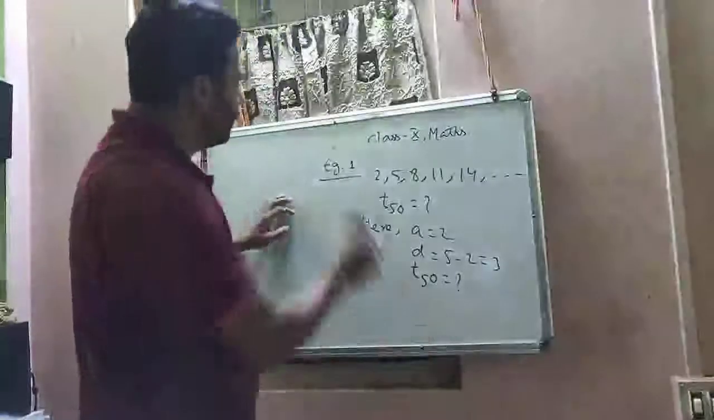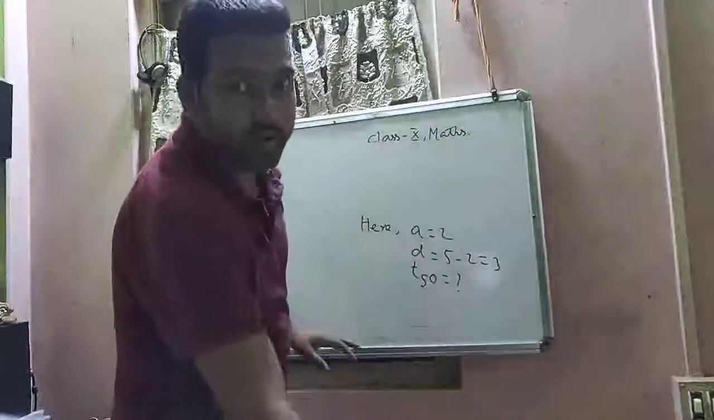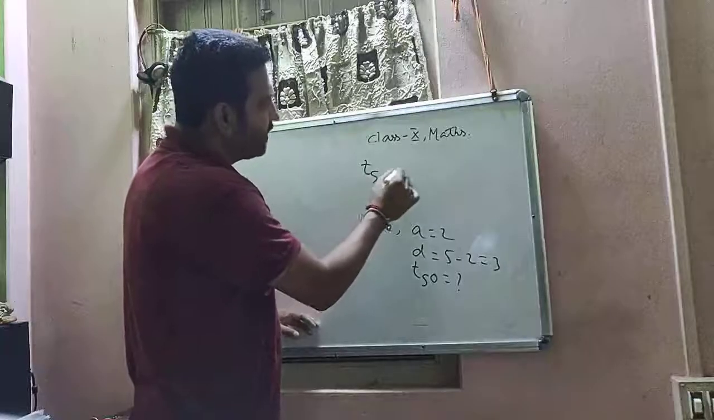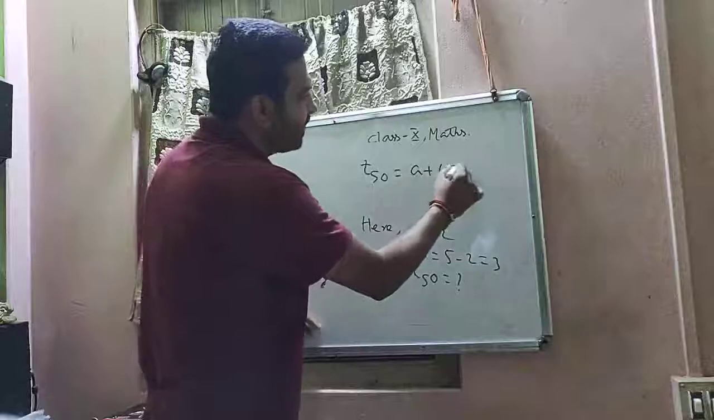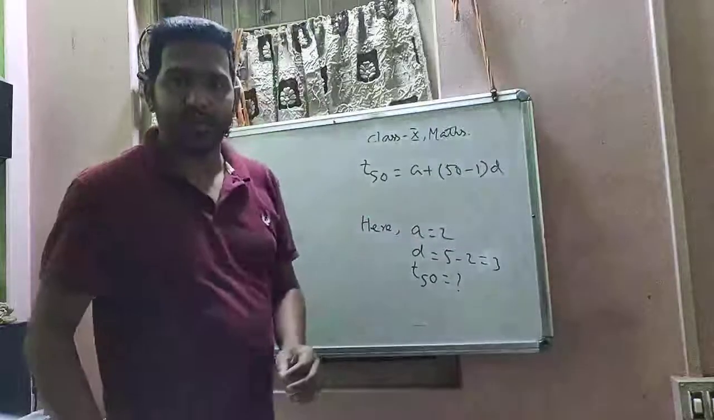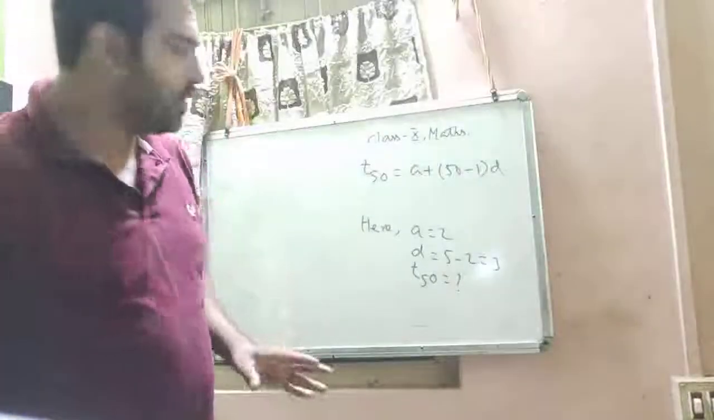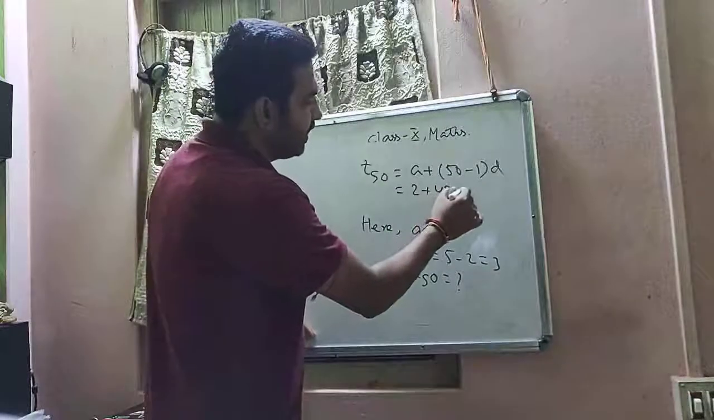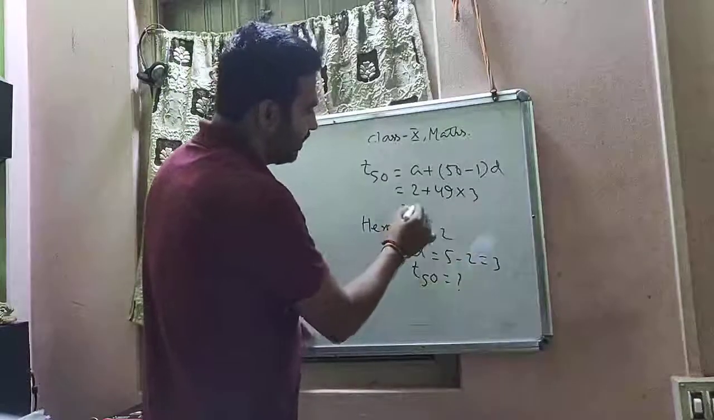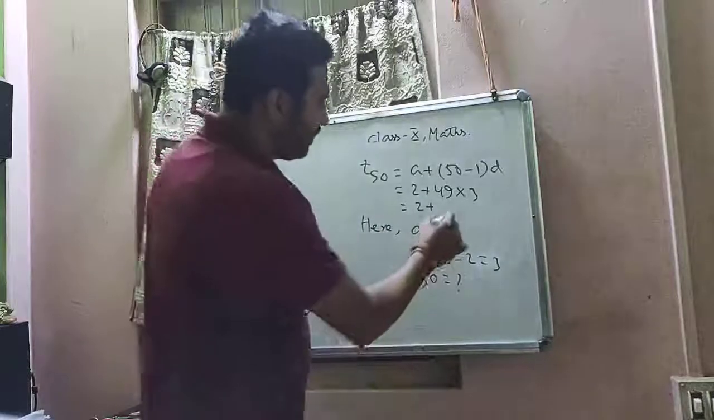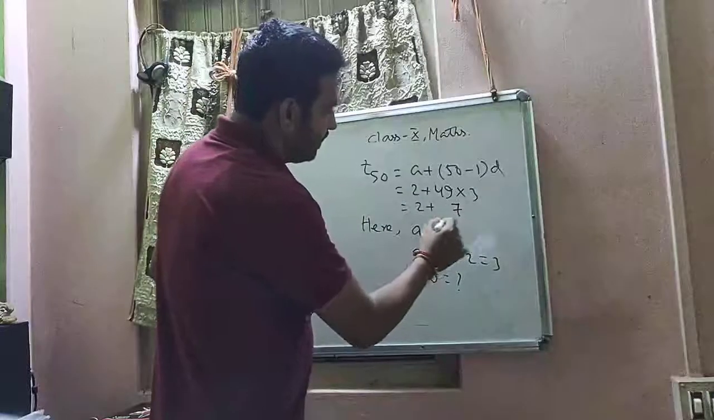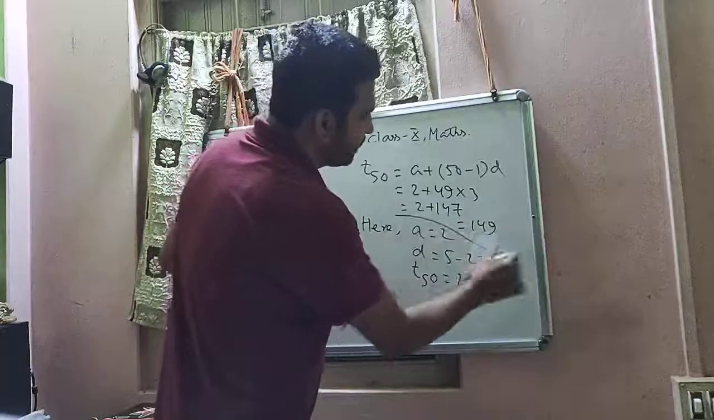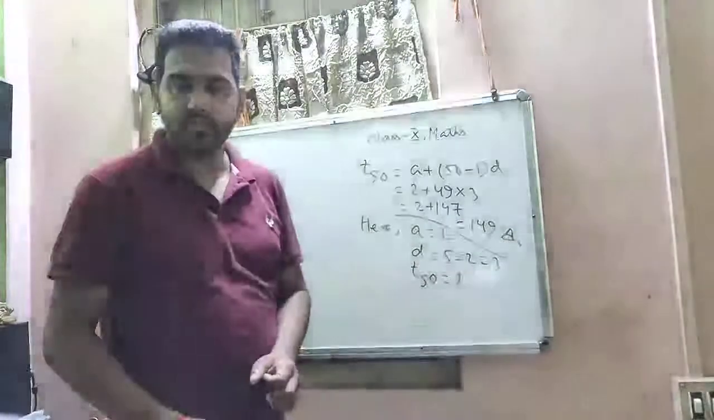So let me find out using the formula that we have already learned. We know that T50 is equal to A plus n minus 1 into D. A plus 50 minus 1 into D. A is equal to 2. 50 minus 1 is 49, into D is equal to 3. So multiply, 49 times 3 is 147, so 2 plus 147 is equal to 149. So this is what the answer is.